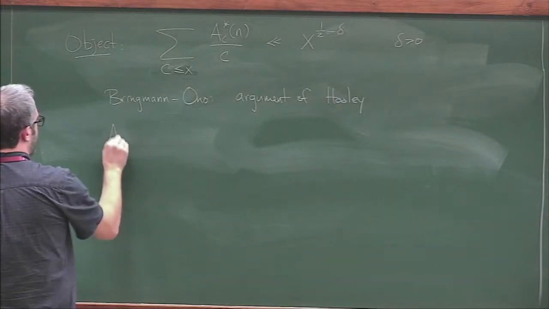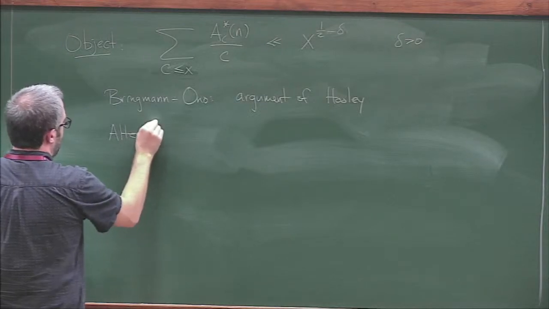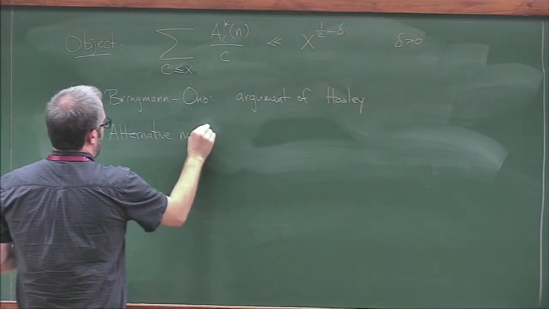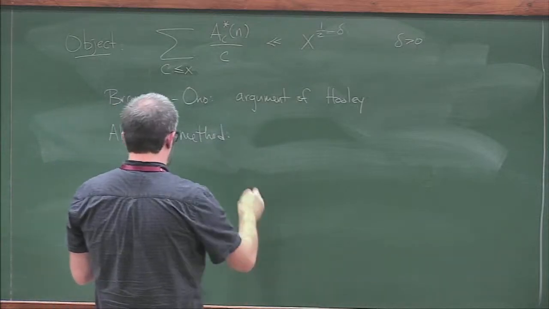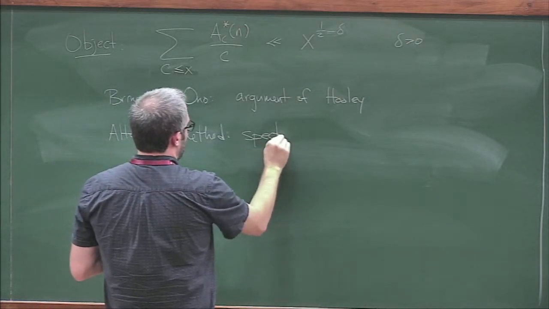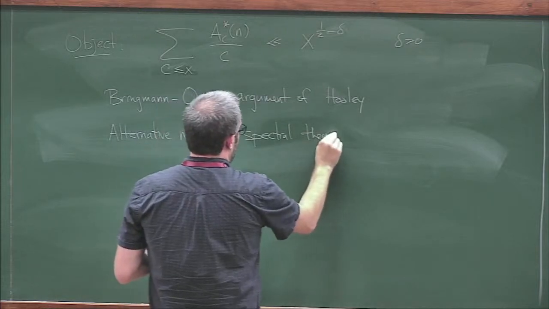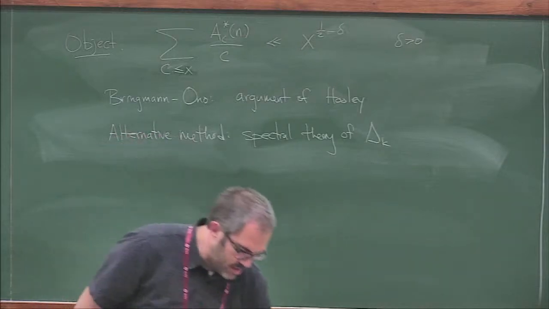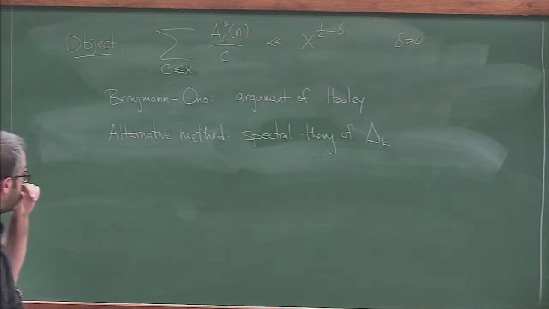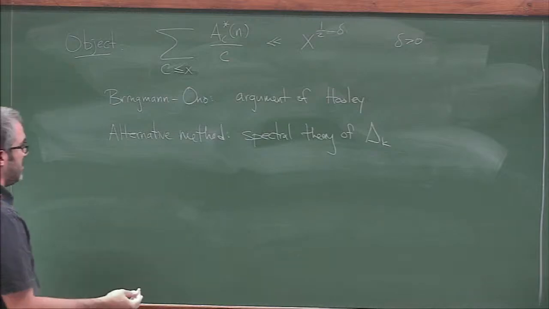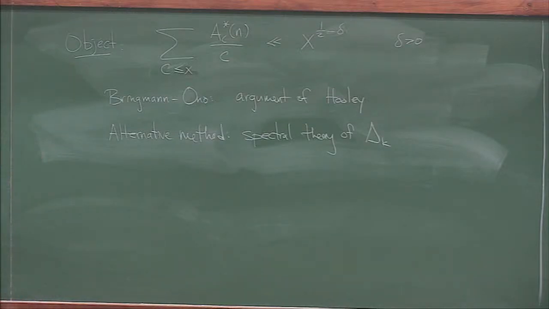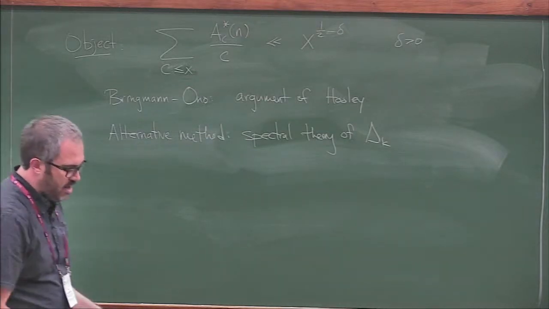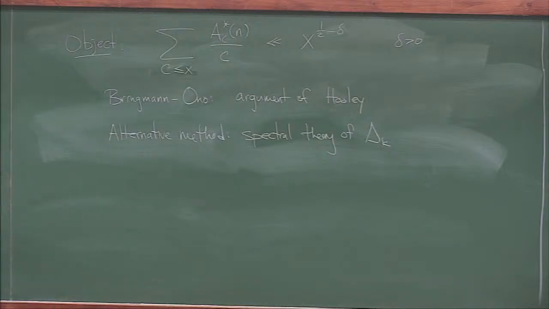There's an alternative method which involves the spectral theory of the hyperbolic Laplacian. And you have to study Maass cusp forms. It ends up being related to the Lindelof hypothesis for the L function associated to weight zero cusp forms. This is a very rich theory, and this is a hard way to do this.